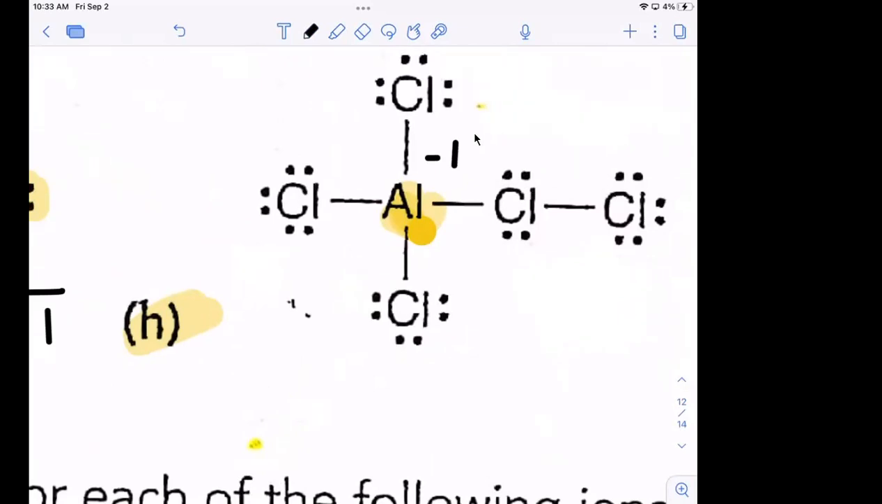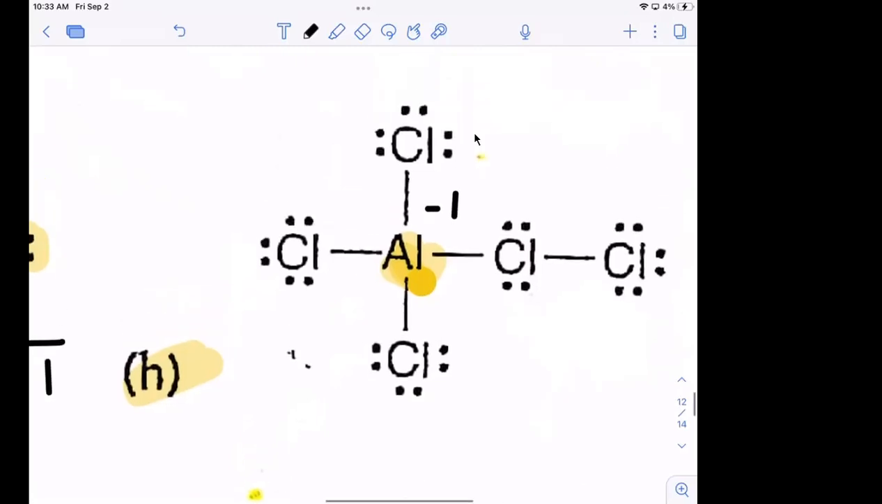All right. All your chlorines are good. Well, not all of them, but the terminal chlorines are good, right? They all have 7 valence electrons. They all have 7 around them. So the formal charge is going to be 0 for those. But what about this one?